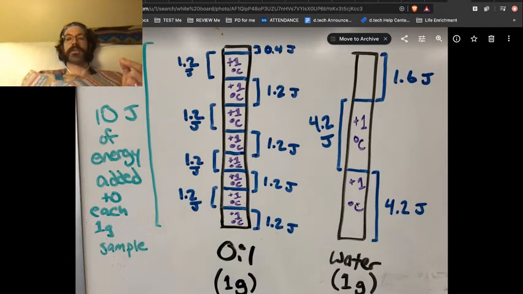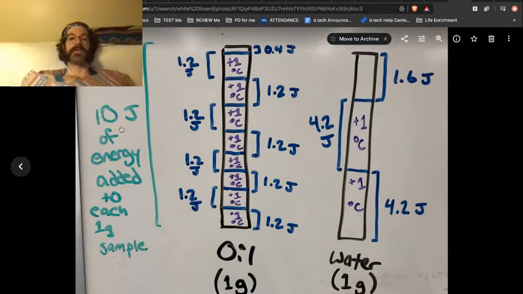So water takes more energy to change its average. So it takes more heat to change its average kinetic energy. Whereas oil, you can add a relatively smaller amount of energy, of heat, to change the average kinetic energy of the particles by that same 1 degree.